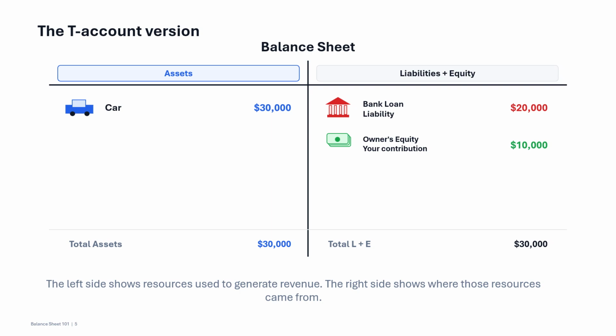So the balance sheet equation is asset equals liabilities plus equity. 30,000 equals 20,000 plus 10,000. This is why the balance sheet must balance. Every resource on the left side must have a financing source on the right side.